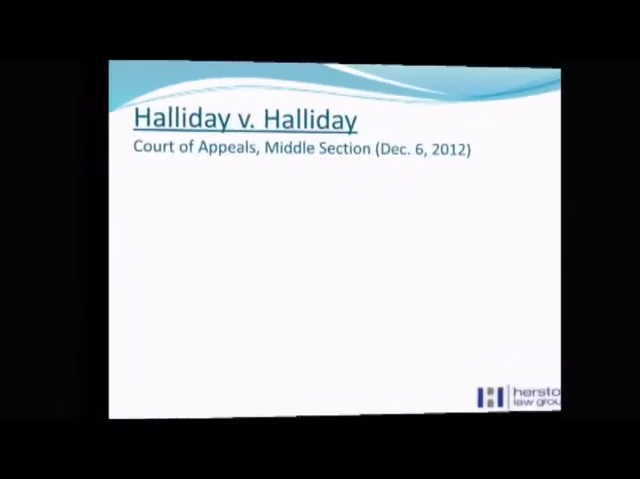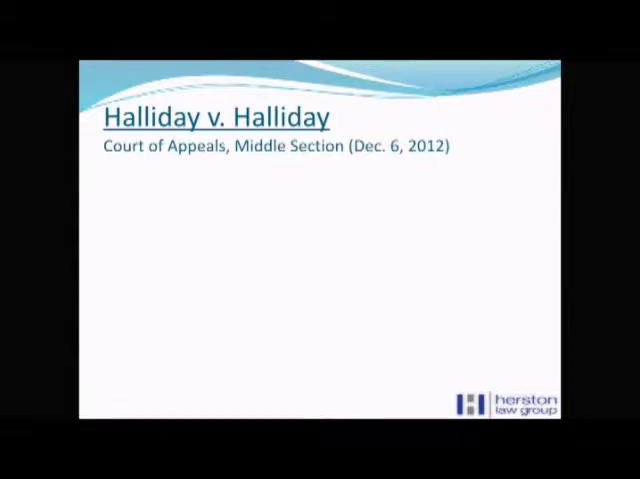Let's turn to a case where income outside of a job is deemed to be too speculative to be included as income. Now this case is going to tackle the question of reliability of income. And here the court considers how income can be too speculative to be reliable.